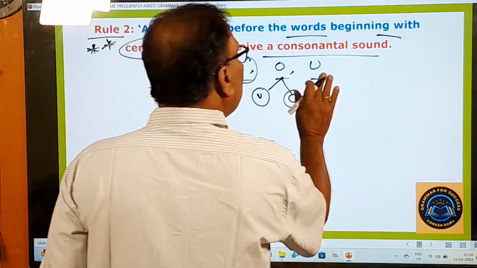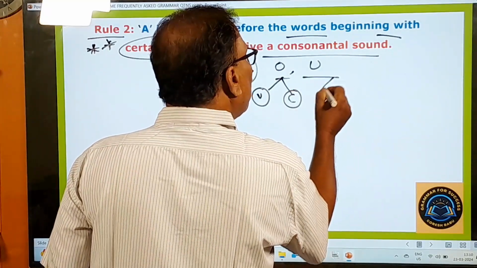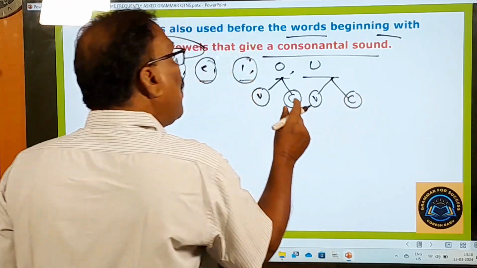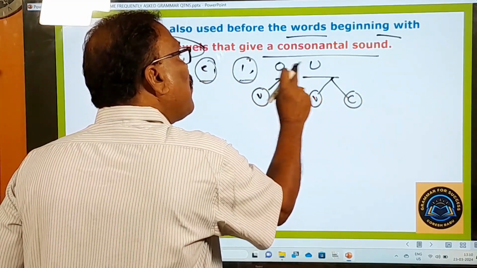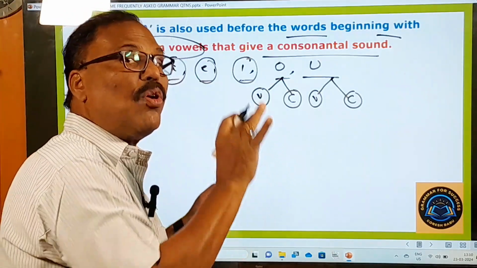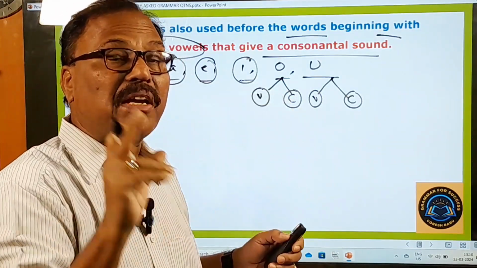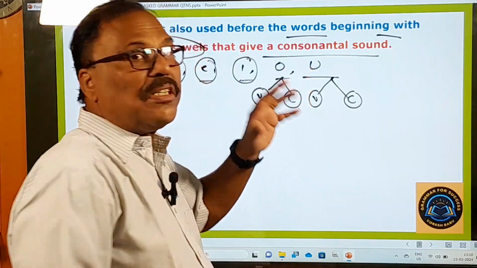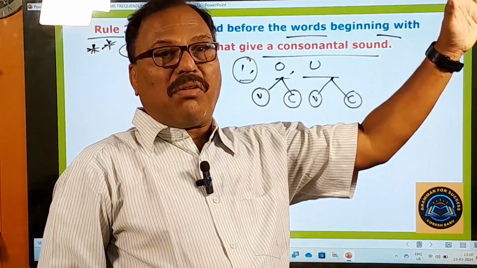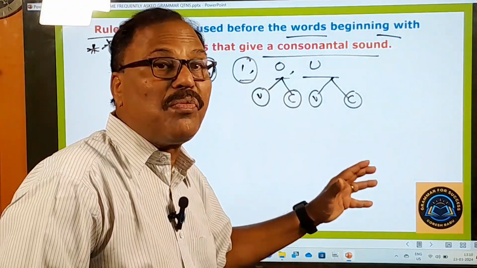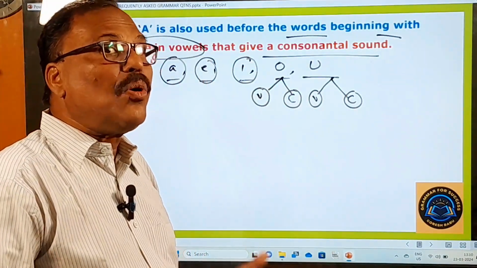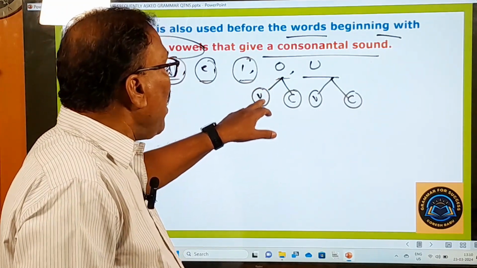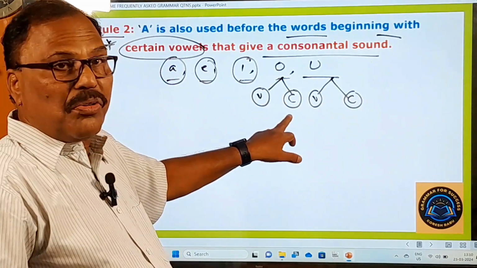And this U is also there. It gives its own original sound, and sometimes a consonantal sound. That's why we should be very careful with these 2 vowels. Though they look to be vowel sounds, they sometimes give a consonantal sound. Therefore, you must be very careful with the words beginning with these 2 vowels, O and U. They are very dangerous vowels. And let us know when this O is said to be a vowel sound and when it is said to be a consonantal sound.